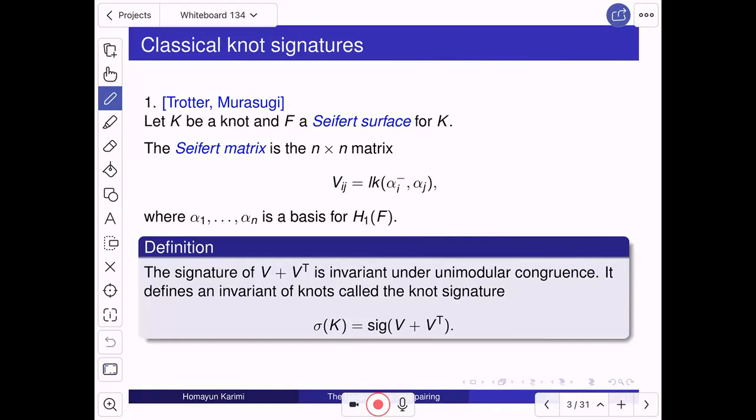Now we can make this matrix symmetric by adding the transpose of this matrix. Because that's a symmetric matrix, it has real eigenvalues and it has a signature, and you define the signature of the knot K to be the signature of this matrix.